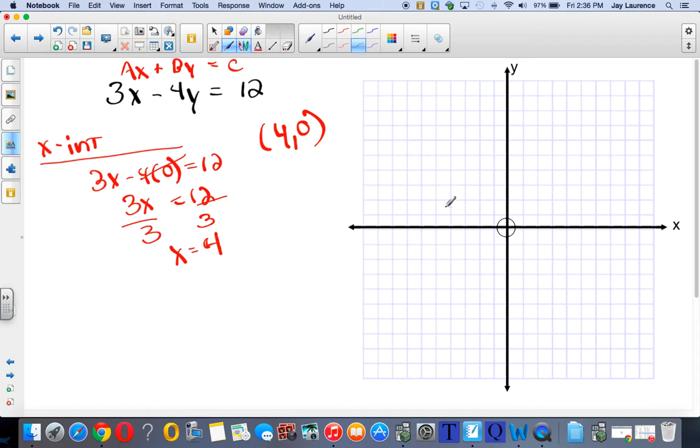Okay, now I can go ahead and plot that point if you like. 1, 2, 3, 4. So (4, 0). It's just a coincidence that I got the same x-intercept as I did on the last problem.